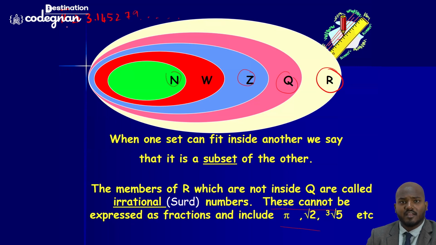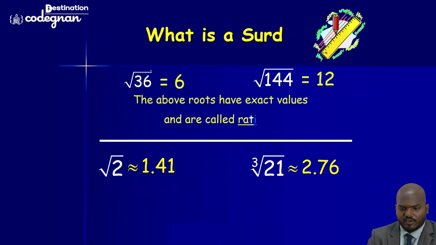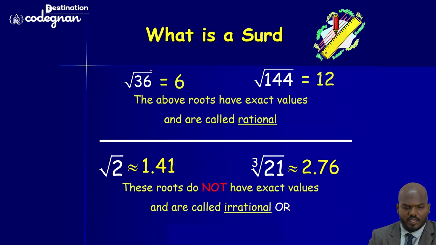So that particular unstoppable decimal number, we can call it an irrational number. Going to the values, you see root 36 is equal to 6, and root 144 is equal to 12. They have a good definition for these sets. The above roots having an exact value, we can call a rational number.